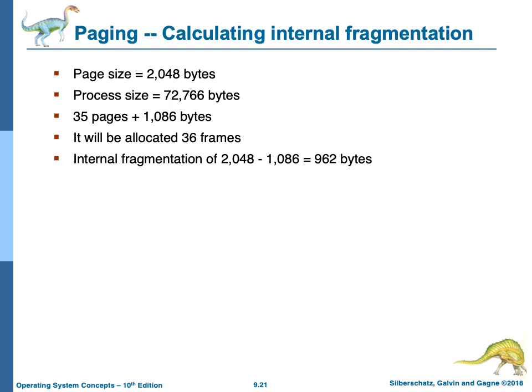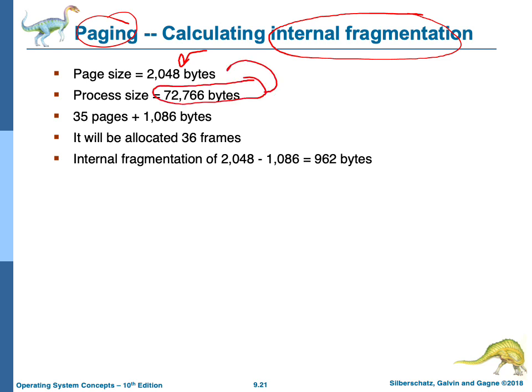And so we said that the paging memory allocation strategy does not suffer from external fragmentation like contiguous allocation, but it does suffer from internal fragmentation. So if we have a page size of 2048 bytes and the process size is this, then if we divide this by this, we're going to need 35 pages plus an extra 1086 bytes. We still need to allocate 36 frames. Therefore, we're going to lose 962 bytes to internal fragmentation.